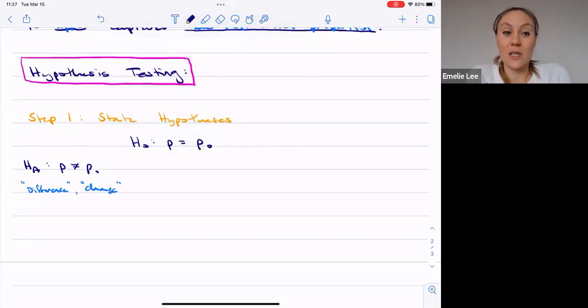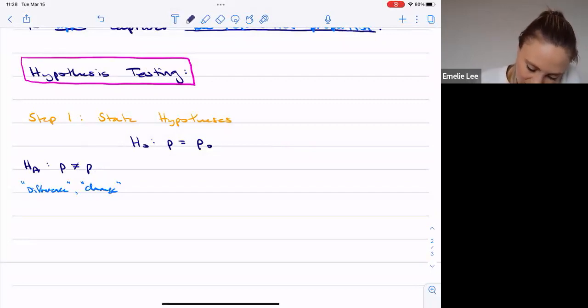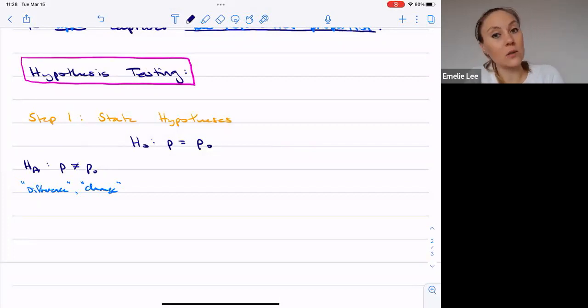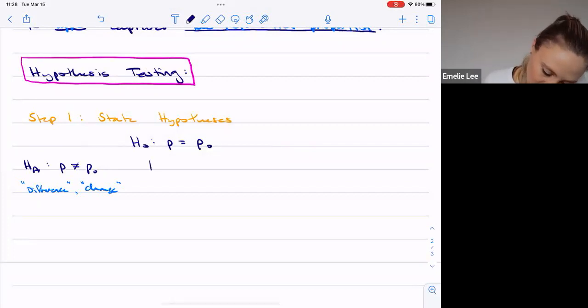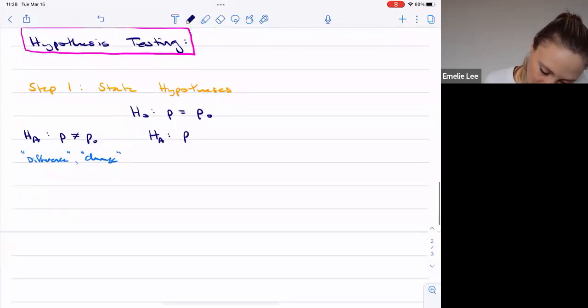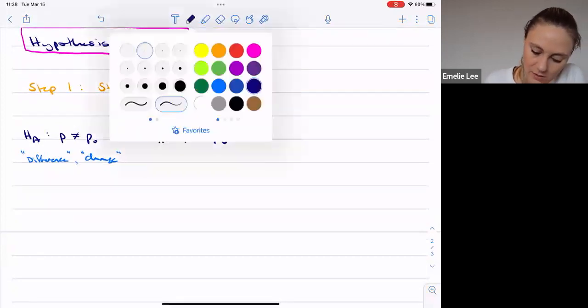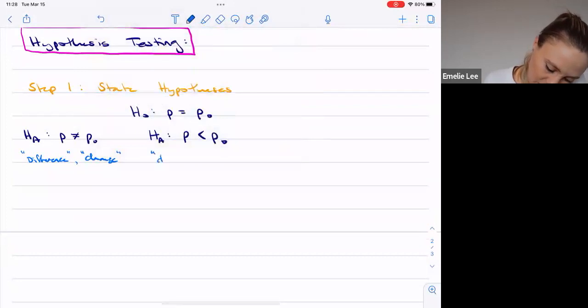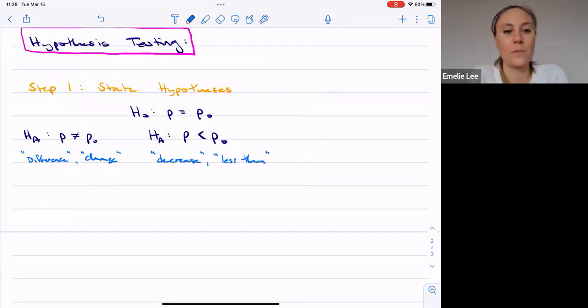Or if the question is asking, is this proportion significantly less than what we've seen in the past, or has there been a decrease? Then our alternative hypothesis is that P is less than P naught. So if there's been a decrease, or if it's less than some value.